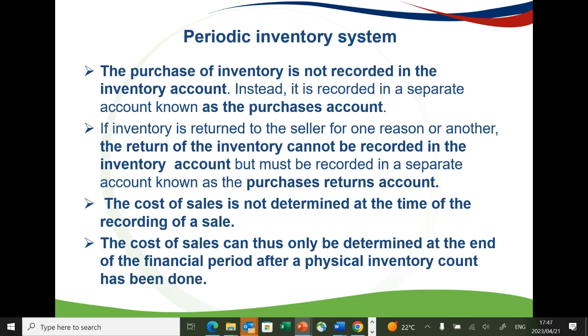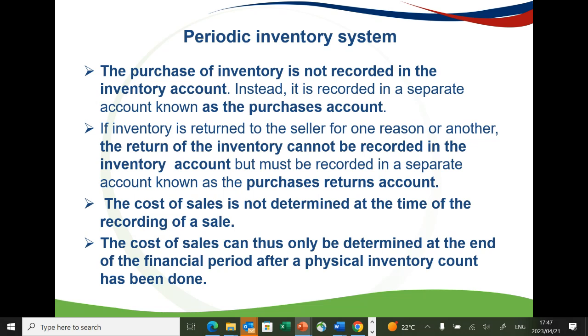Under the periodic inventory system, when you purchase inventory, it is not recorded in the inventory account, but instead, what do we use? We record it in a purchases account. The purchases account is an expense account. So which means the purchases account increases on which side? On the debit, reduces on the credit. Again, if the inventory is returned to the seller, the return cannot be recorded in the inventory account, but we record it where? In your purchases return account.